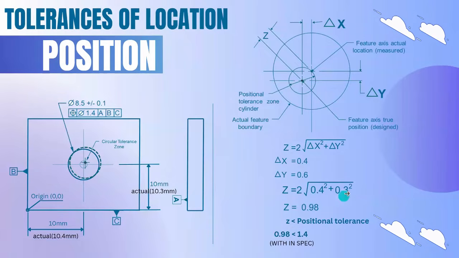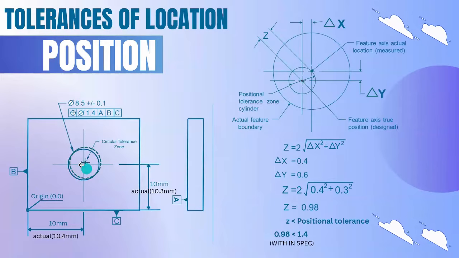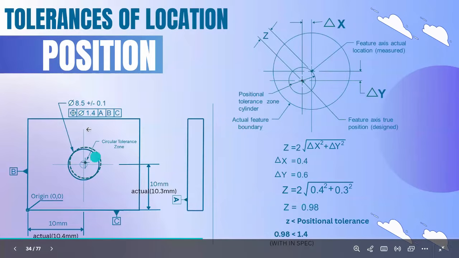We're going to substitute these values in this formula, and when we calculate this, we get 0.98. So the exact offset, the overall radial deviation Z, is 0.98. It is less than the given GD&T tolerance, so it is said to be located inside this zone. So the part is within spec. If the value is larger than this tolerance zone, then it is out of spec.